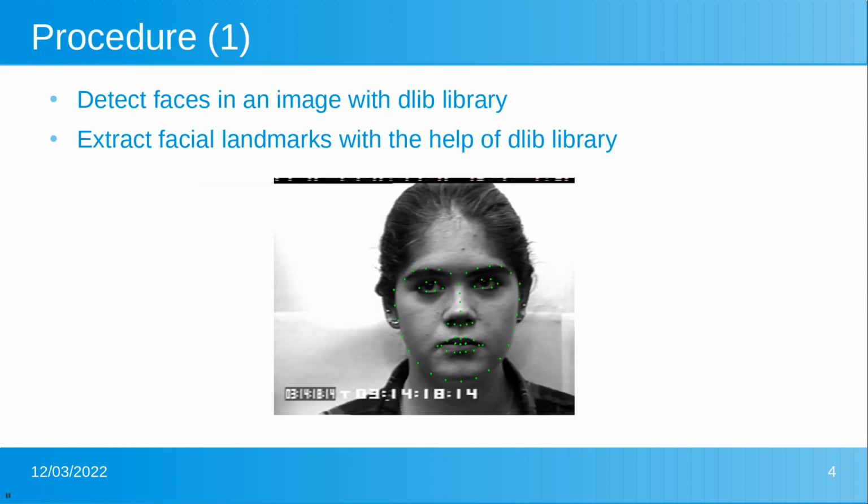The main procedure is as follows. We first detect the faces in an image with the DLib library, and in the next step, with the help of the DLib library, again we extract some facial landmarks of the face. So each face will have 68 facial landmarks. These are points that are located on strategic places on the face and can be used for later classifying the data and can be used for predicting the facial expressions.